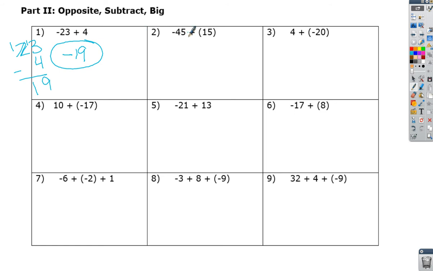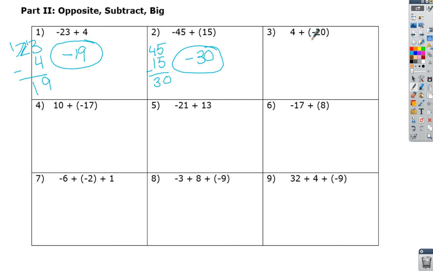Let's look at number 2. We have negative 45 plus 15. So we have a negative and a positive. Our signs are different. When the signs are different, we take the difference and keep the sign of the bigger number. So we're going to subtract our bigger number, 45, minus our smaller number, which is 15. 5 minus 5 is 0. 4 minus 1 is 3. So we have 30, and our sign of our bigger number is 45. So it's a negative 30.